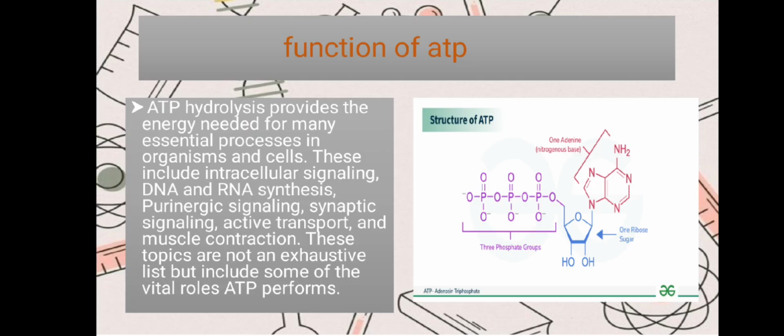Functions of ATP. ATP hydrolysis provides the energy needed for many essential processes in organisms and cells. These include extracellular signaling, DNA and RNA synthesis, purinergic signaling, synaptic signaling, active transport, and muscle contraction. These topics are not an exhaustive list but include some of the vital roles ATP performs.